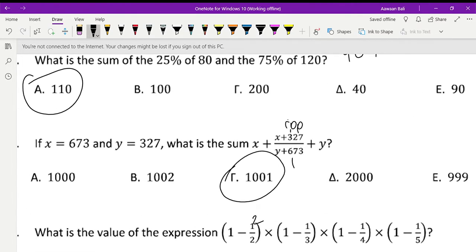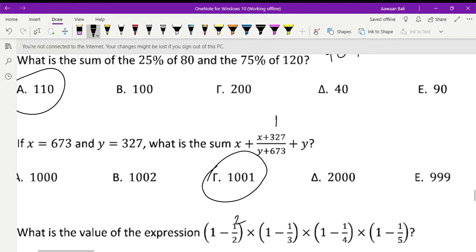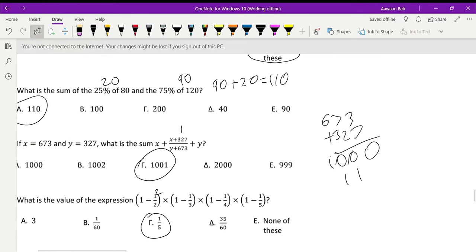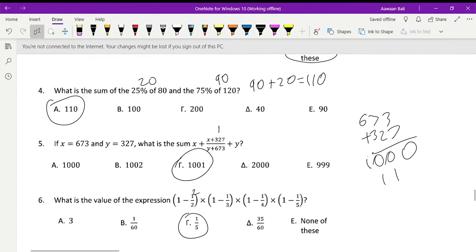this is 1000. And you could have already worked out that these will be the same sum, because 673 is this and 327 is this, so you can cancel them both out with each other. You're not actually canceling them out, you're just dividing. 1000 divided by 1000 is 1, so your answer is 1. And now x plus y is 1000, so 1000 plus 1 is 1001, therefore your answer is gamma.